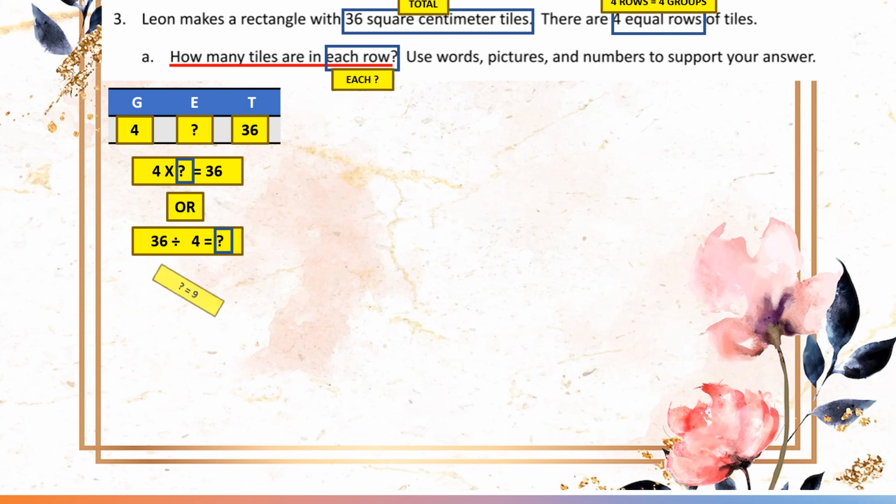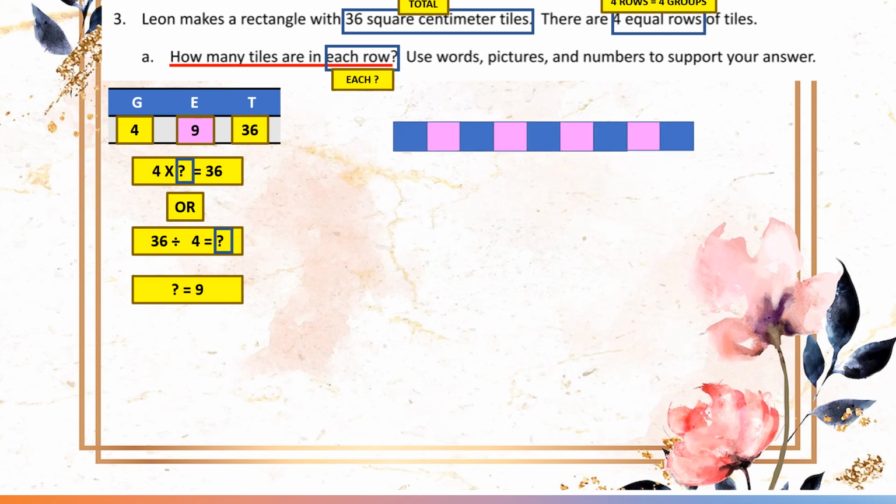Hopefully it was 9. 4 times 9 equals 36, or 36 divided by 4 equals 9. Now, I've used numbers to support my answer. Now I'm going to use a picture. I'm going to create a rectangular array with 4 rows and 9 squares in each row.